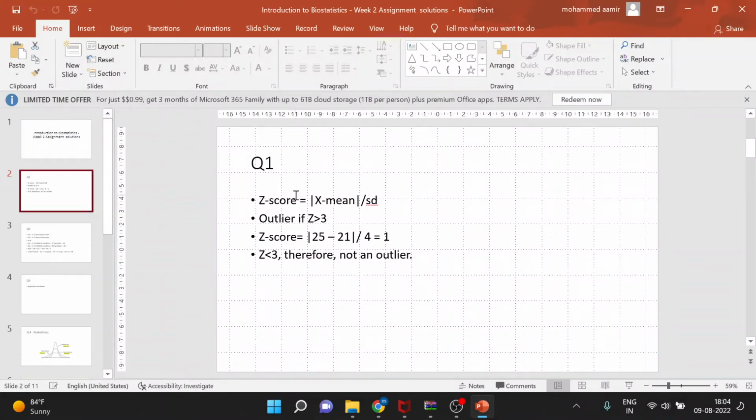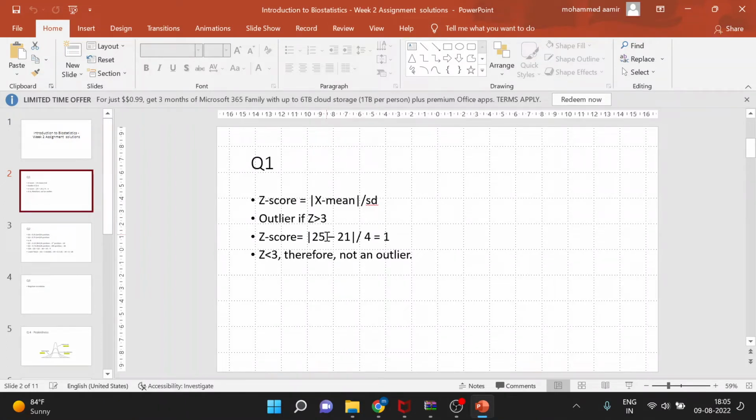So first, to calculate an outlier, you need to know a quantity known as the z-score, which is basically the absolute value of the difference between the value and the mean, divided by the standard deviation. Now, if this z-score is greater than 3, it means that point is an outlier.